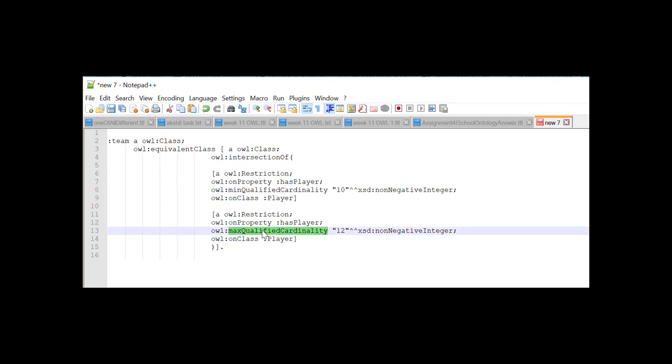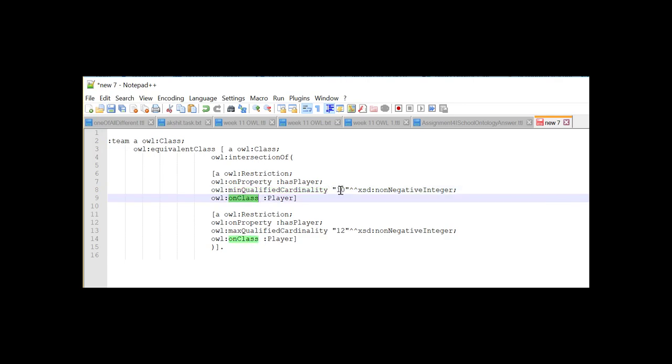Okay, so this is how we used equivalent class, intersection of, and anonymous restriction classes to define a class. I want to note that we used minimum qualified cardinality. The concept is very similar to minimum cardinality. It's qualified because we qualified it on the class.